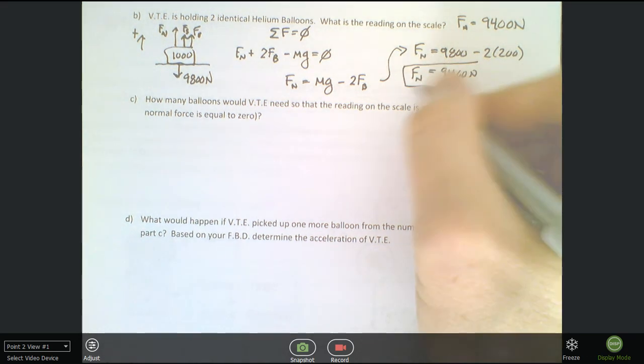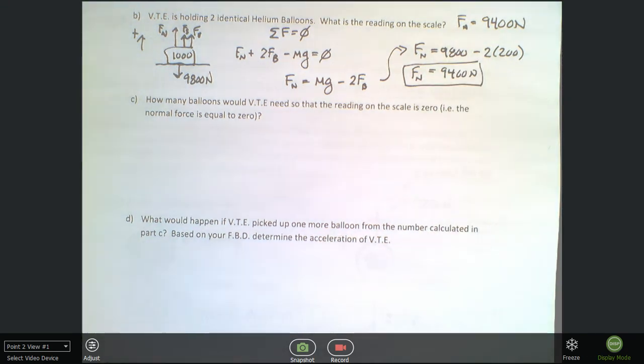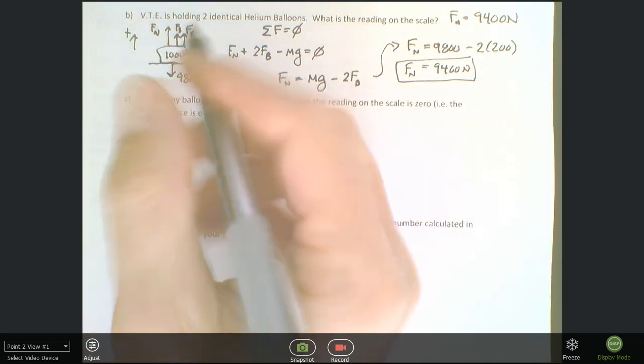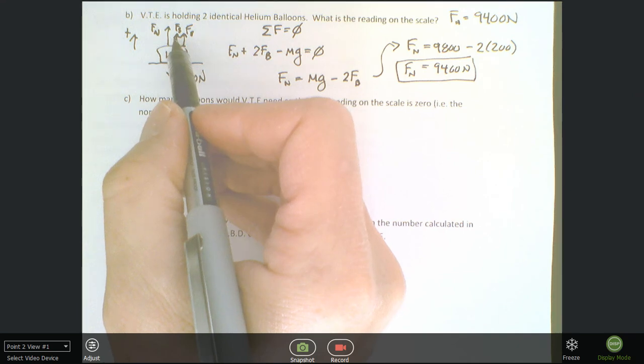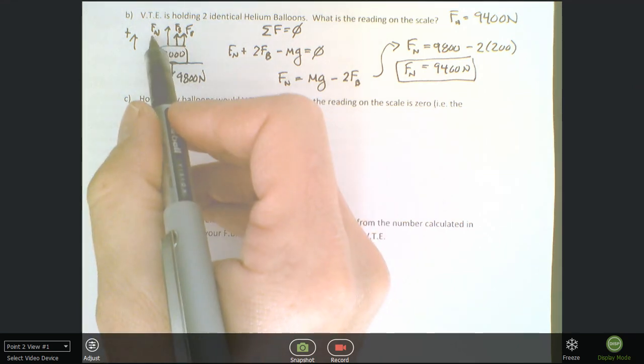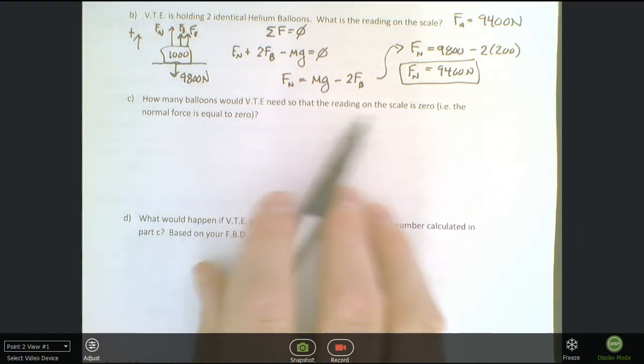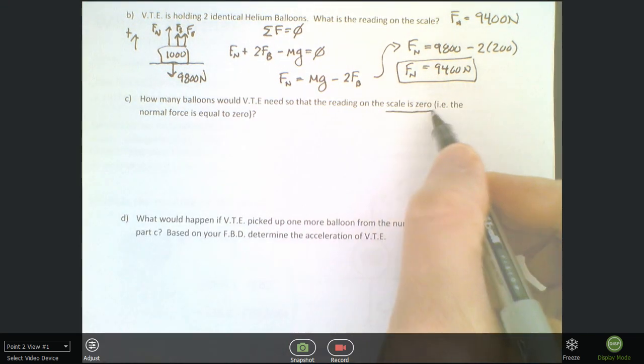And again, you almost don't need to do all this Newton's second law stuff, but do it anyways for practice in case the questions get harder. You would just look at it and say, well, that's 200 and 200, and I have to equal 9,800, so that's got to be 9,400. Done. You could do it without any of this sort of strict mathematics, but again, I would urge you to try it. How many balloons would Vector the elephant need so the reading would be 0? Oh, that's an interesting problem.